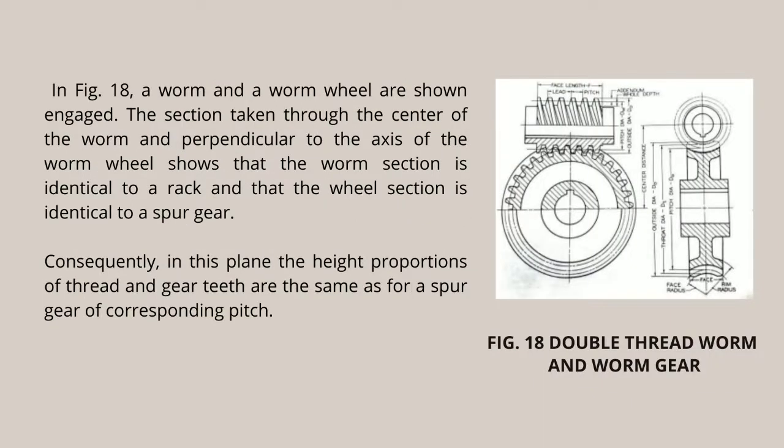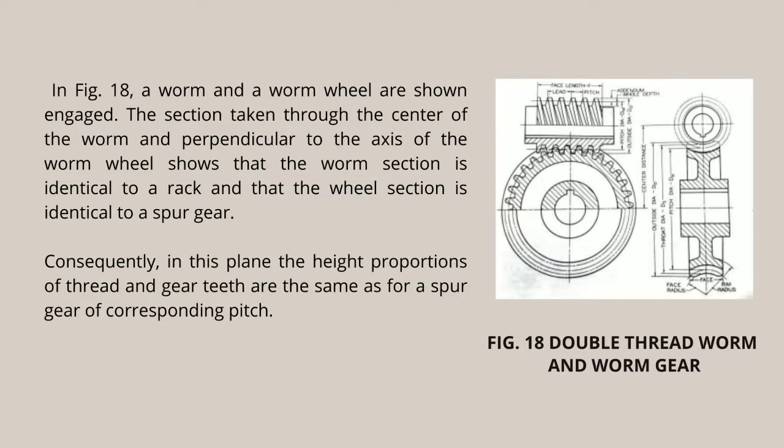Figure 18, double thread worm and worm gear. In Figure 18, a worm and a worm wheel are shown in mesh. The section taken through the center of the worm and perpendicular to the axis of the worm wheel shows that the worm section is identical to a rack and that the wheel section is identical to a spur gear. Consequently, in this plane, the height proportions of thread and gear teeth are the same as for a spur gear of corresponding pitch.